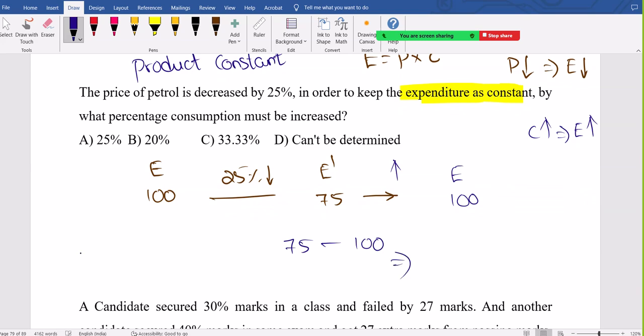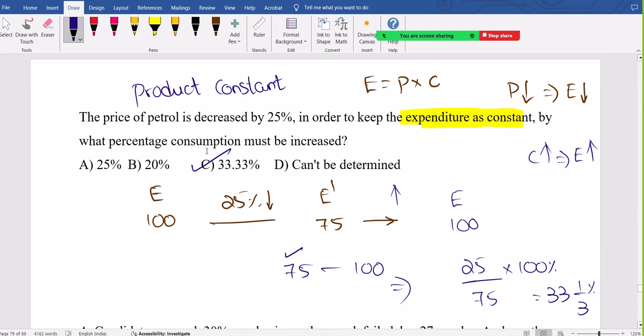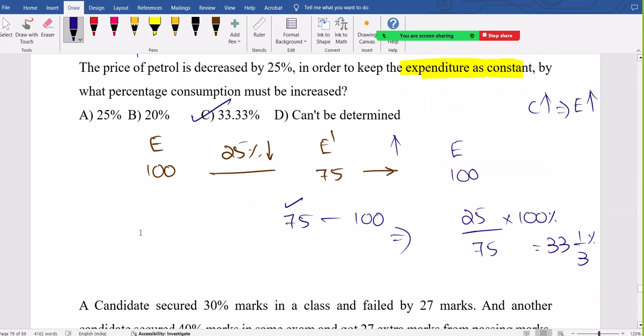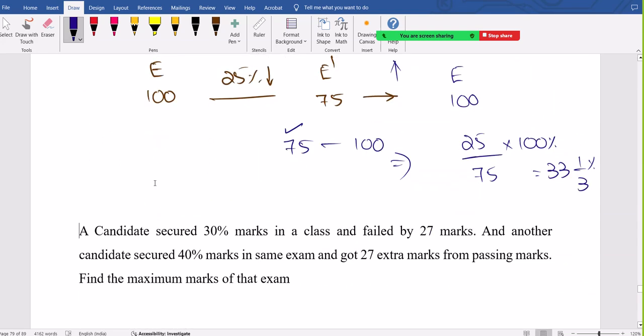This is like profit percentage only. How much profit? 25. Divide by 75 into 100, which is 33 1 by 3%. Option C is correct. Product constant. When expenditure is fixed and price decreases, consumption should increase to meet the criteria. So how much should be increased? Changing 75 back to 100 is the answer. 33 1 by 3%. Superb.